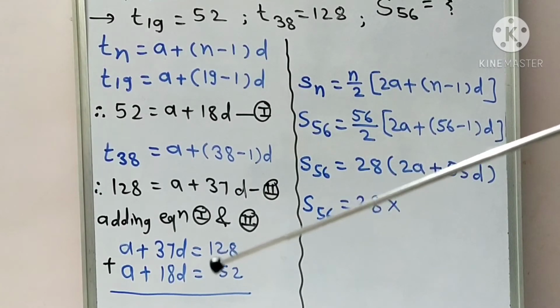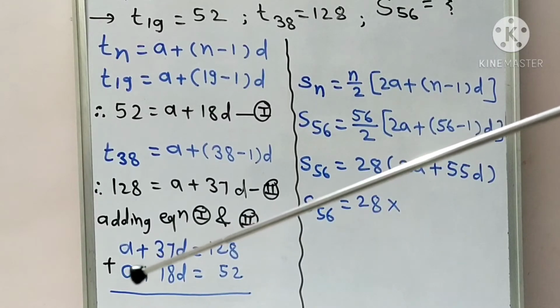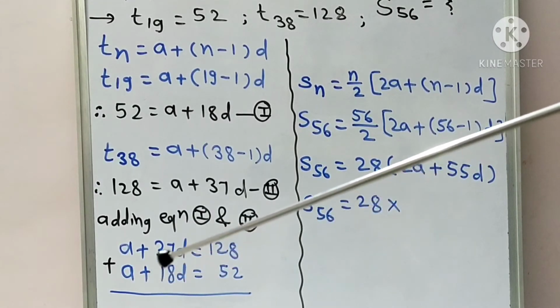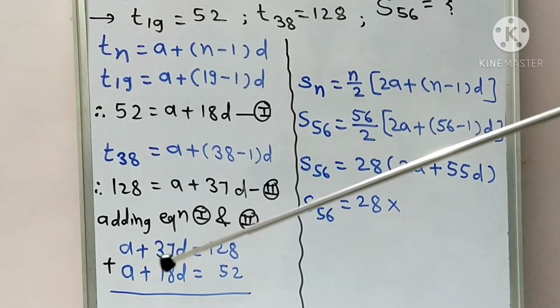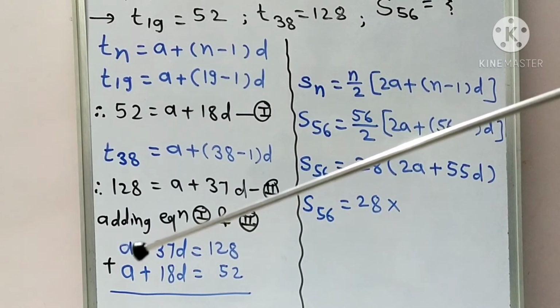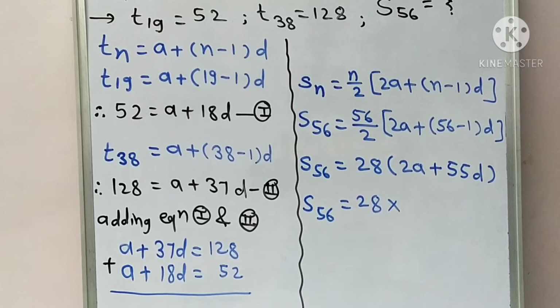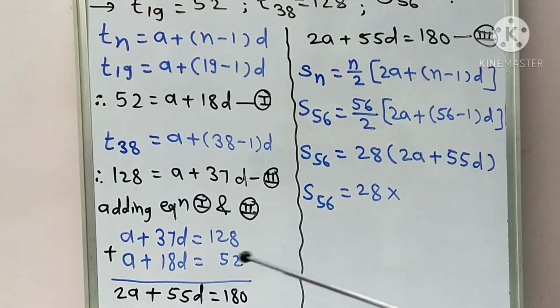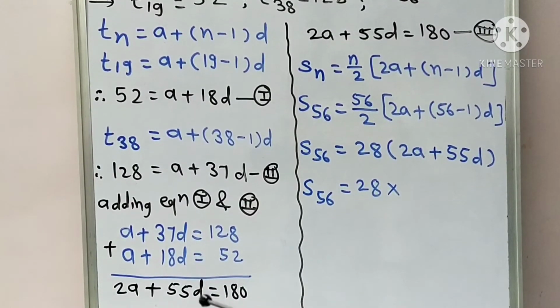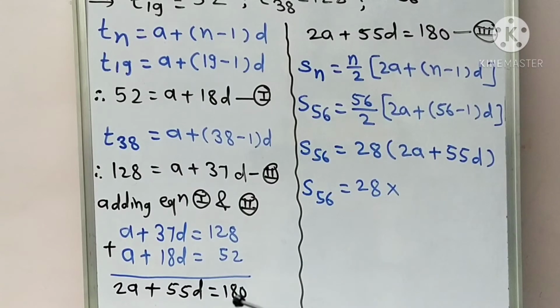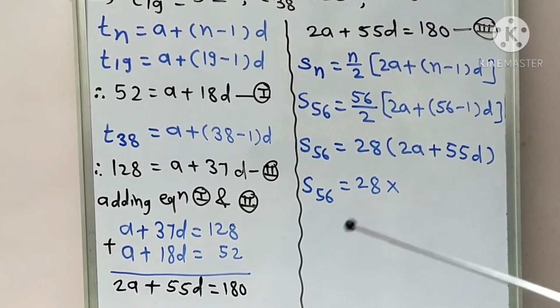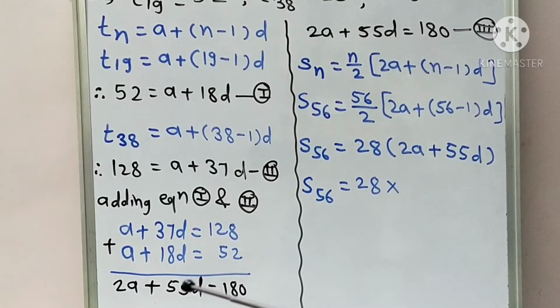So here, from these two simultaneous equations, instead of subtraction to get the values of a and d separately, we do addition, adding equation 1 and 2. What do you notice here? a plus a, you are getting 2a plus 37d plus 18d as 55d, and this addition equals 180. This means we directly get the value of 2a plus 55d by adding these two simultaneous equations.